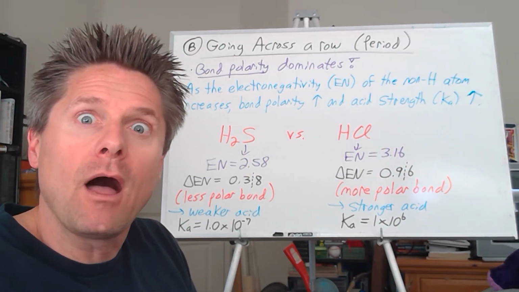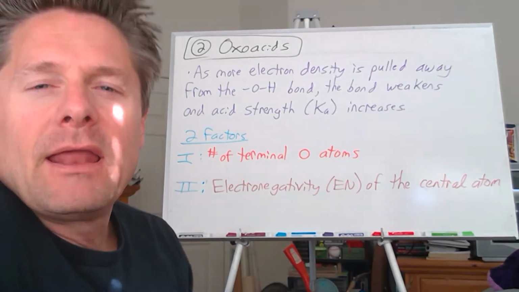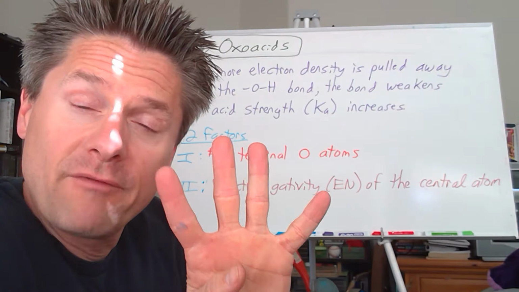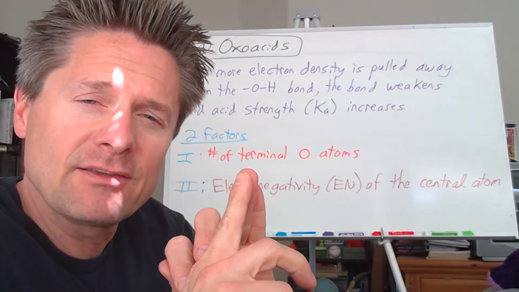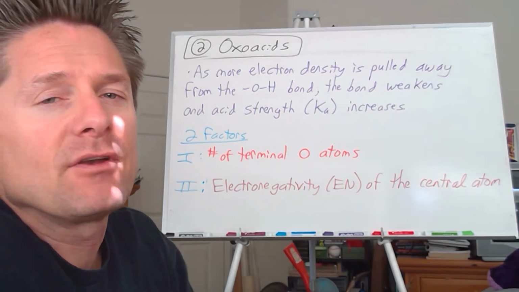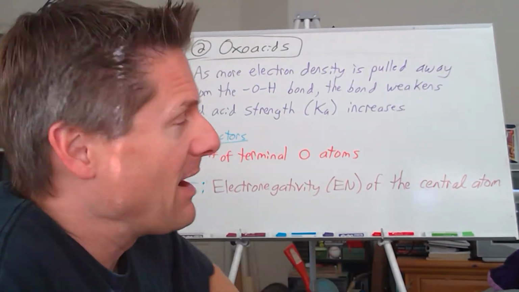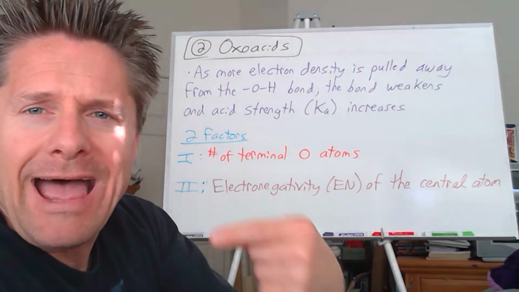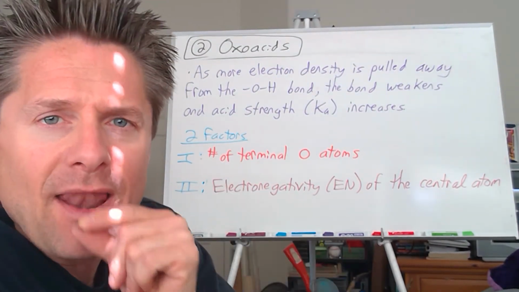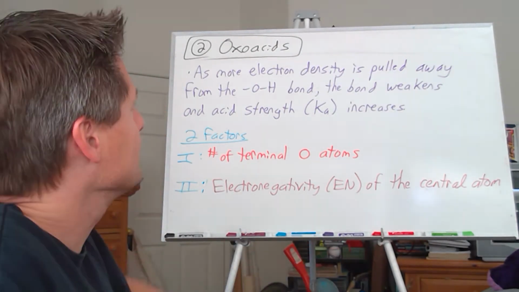Let's take a look at oxoacids, which I think are a little bit easier. All right, here we go. Remember, we're looking at 4 different things: binary acids, oxoacids, organic or carboxylic acids, and organic bases or amines. Hardest one's done. Oxoacids. Only 2 factors to worry about for this one. So again, that's where the hydrogen is bound to an oxygen atom on a polyatomic ion. That's why it's oxo or sometimes oxyacids.